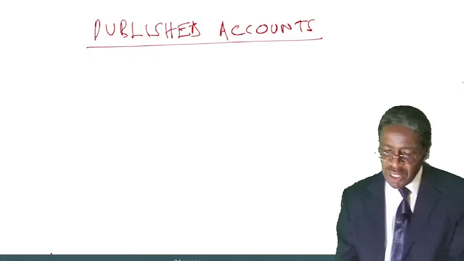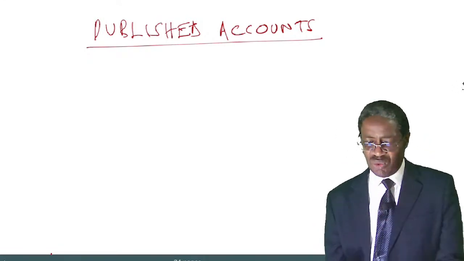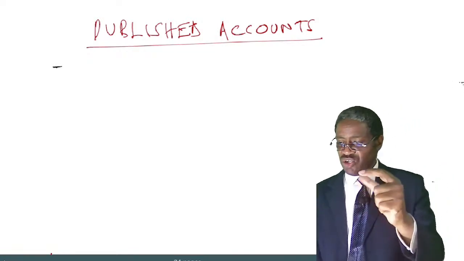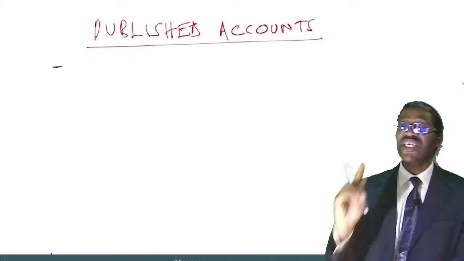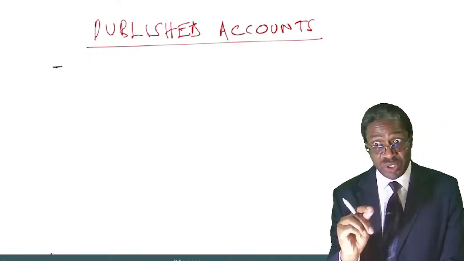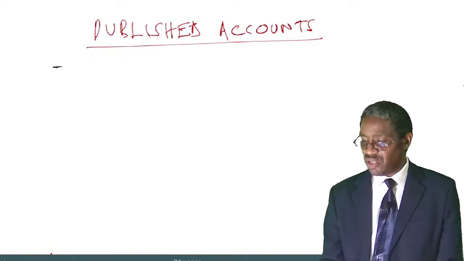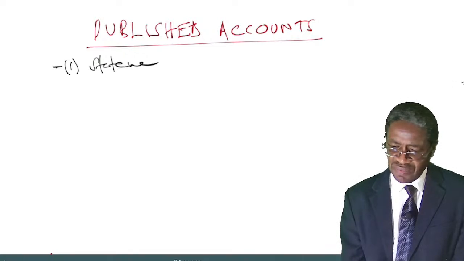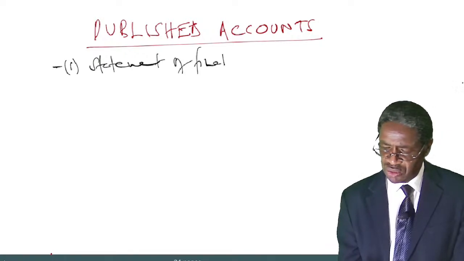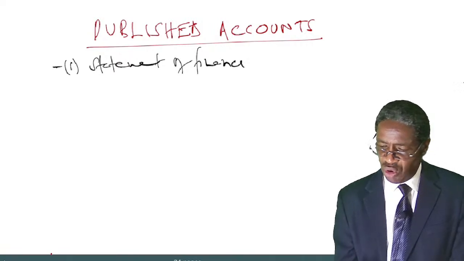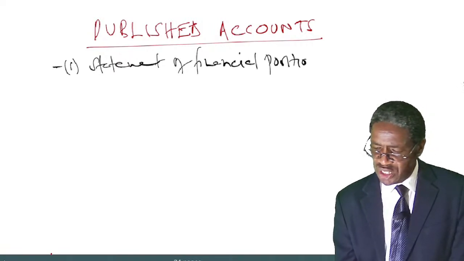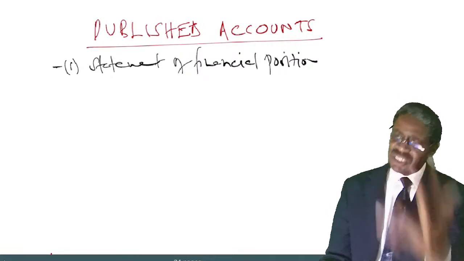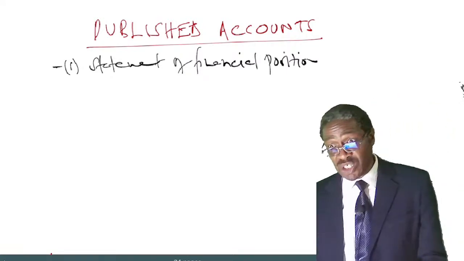The following are the components. In other words, whenever you are preparing your published accounts, you are required to include the following. One, you are required to include a statement of financial position. As a company, in your complete set of financial statements, you are required to include what we call a statement of financial position. This is also what you could call balance sheet.